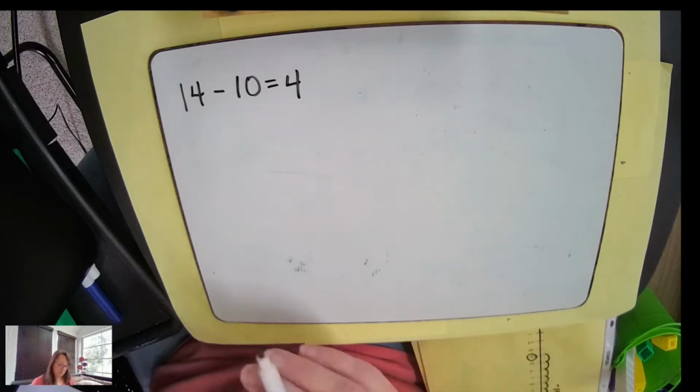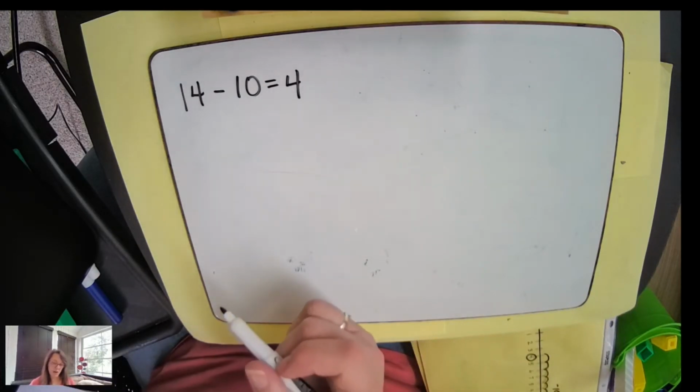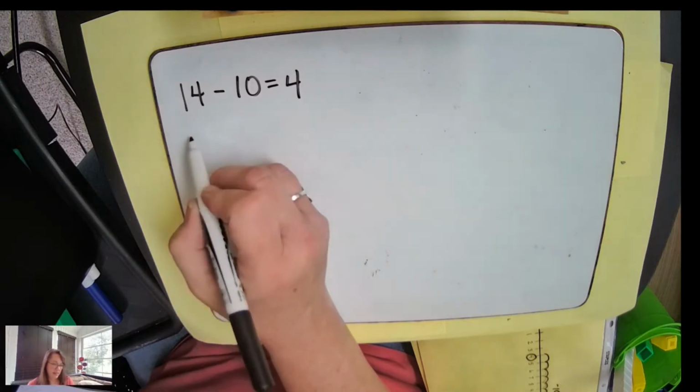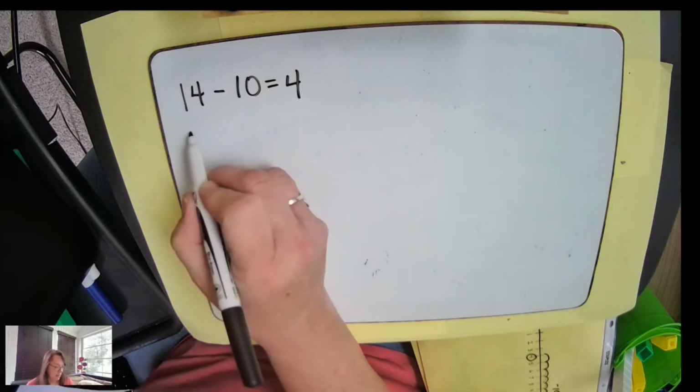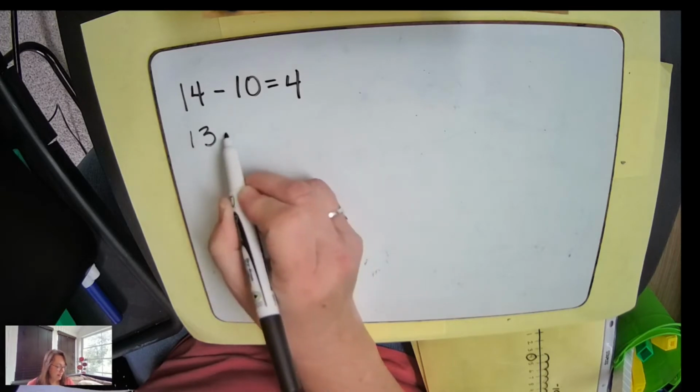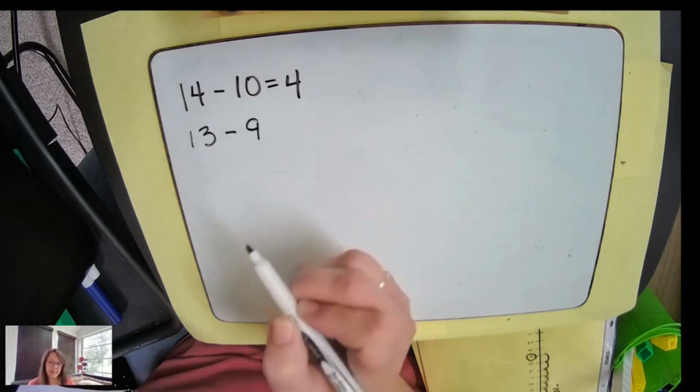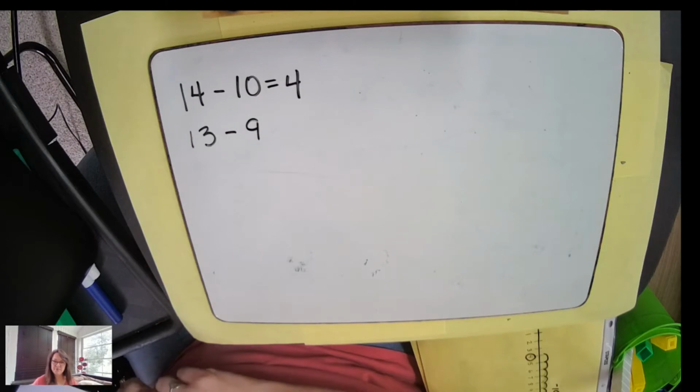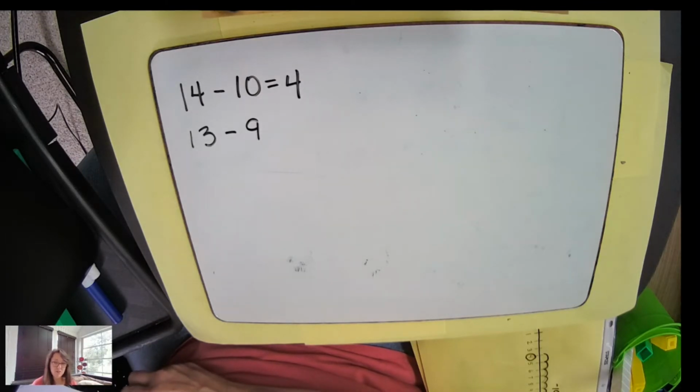Let's do another problem. Here's the next problem. The next problem is 13 minus 9. Think about it in your head. What might the answer be to 13 minus 9? Do you have an answer? Can you describe the strategy that you used?